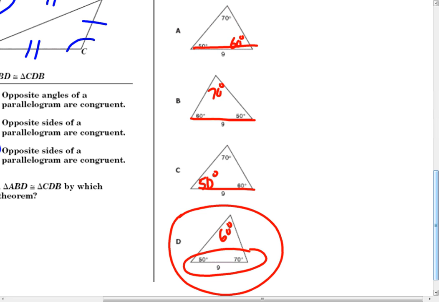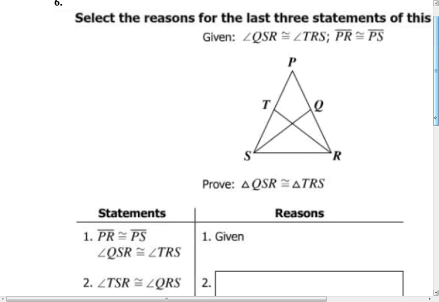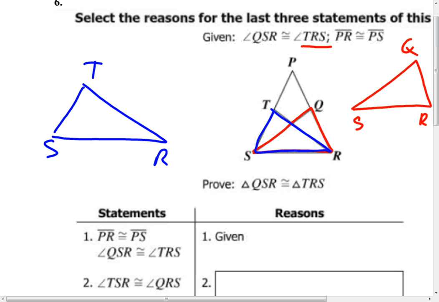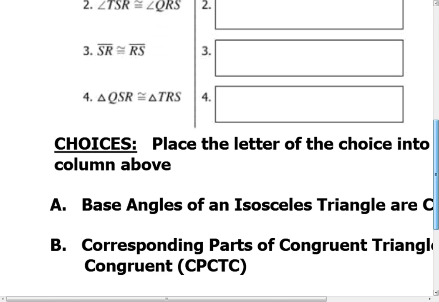On the back page, the triangles that we're interested in are QSR and TRS. So it's not the thin one up here. Up here, it's these two at the bottom. I'm going to jump right to my choices here.